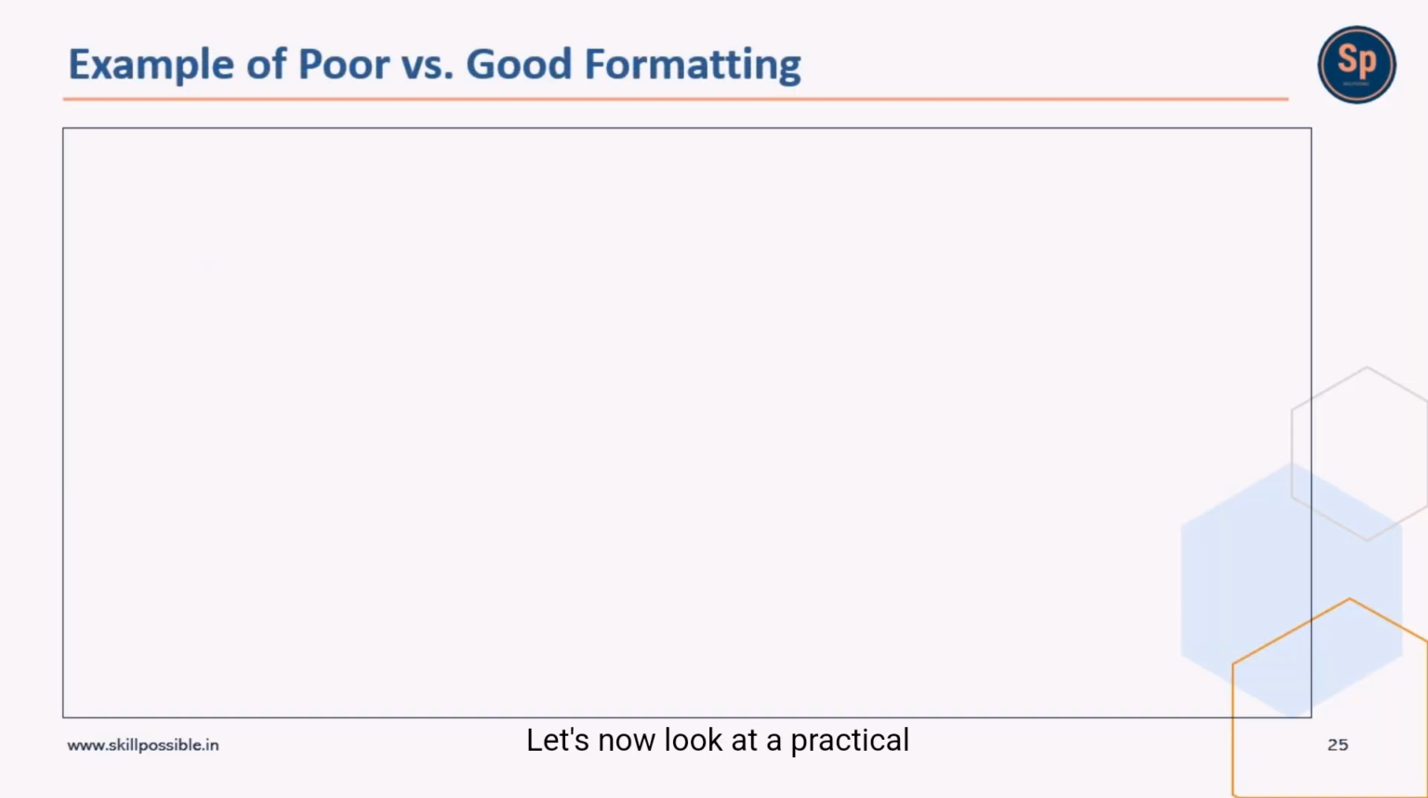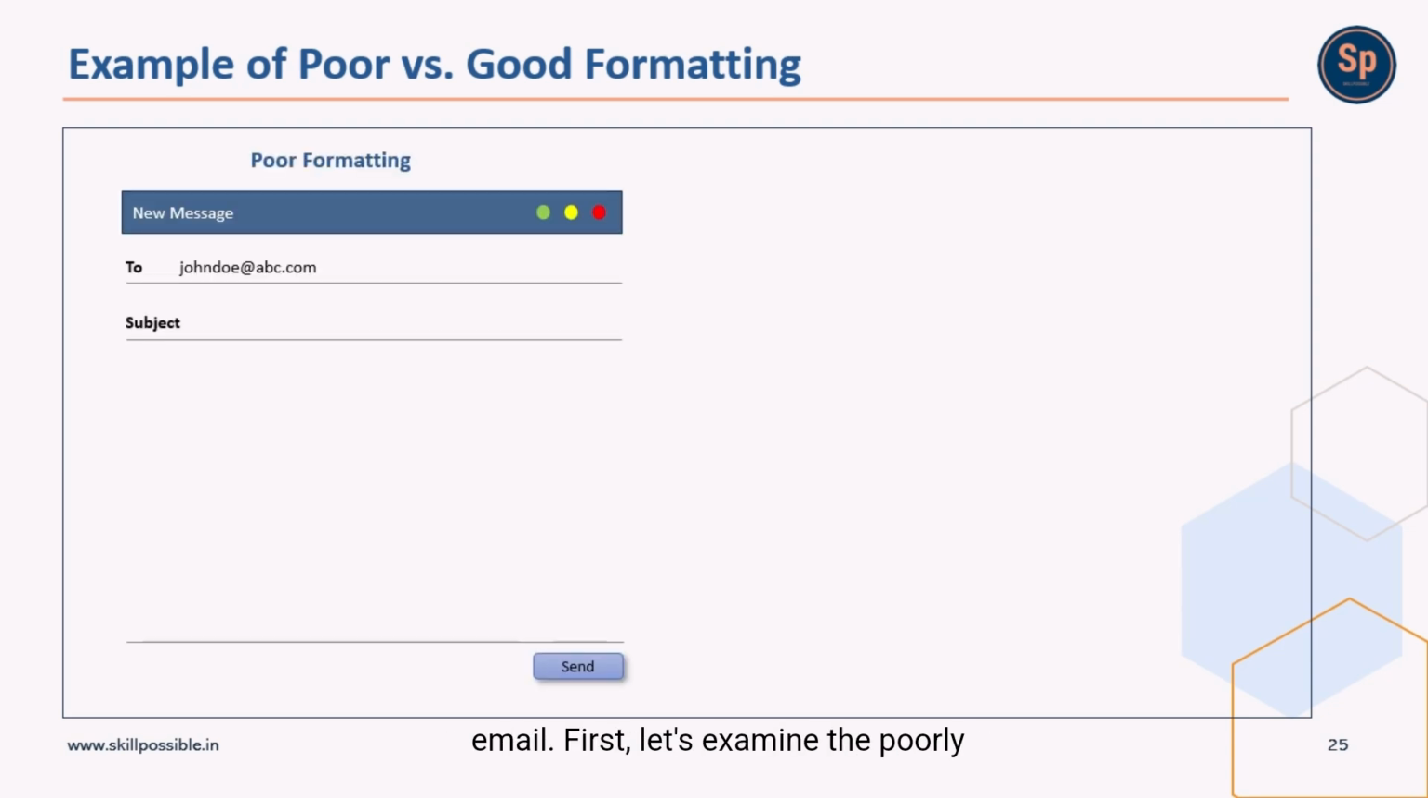Let's now look at a practical example to understand how formatting can completely change the effectiveness of an email. First, let's examine the poorly formatted example. The subject line says, "Important meeting." While it sounds urgent, it's very vague. It doesn't tell the reader what the meeting is about or when it's happening.